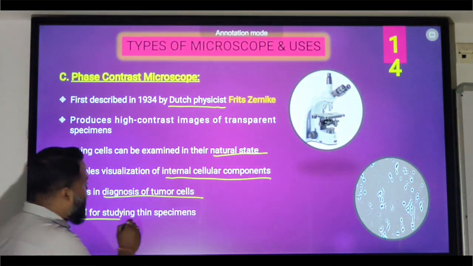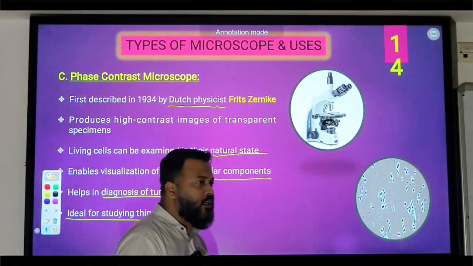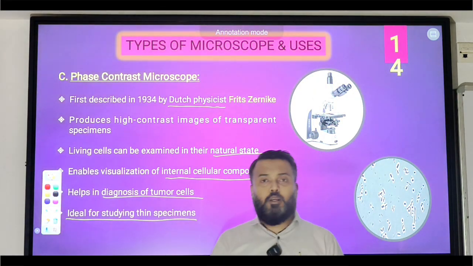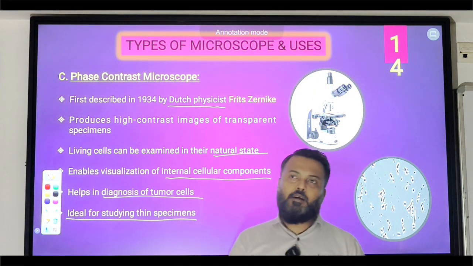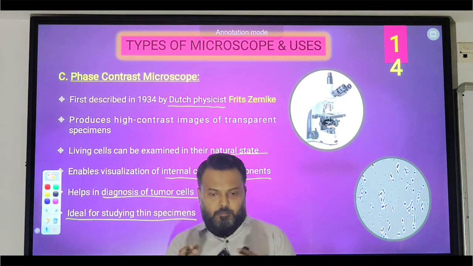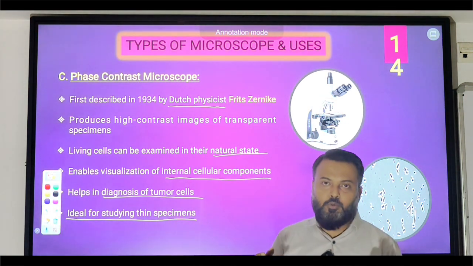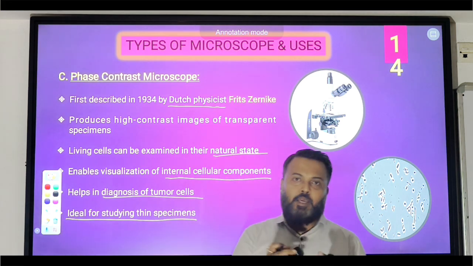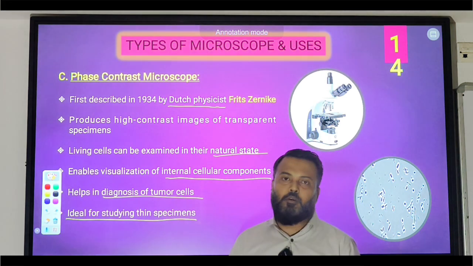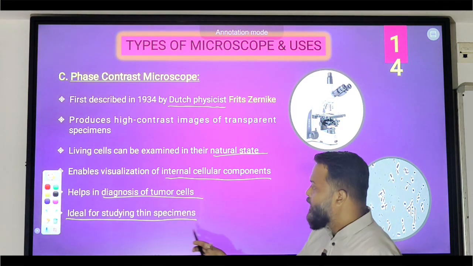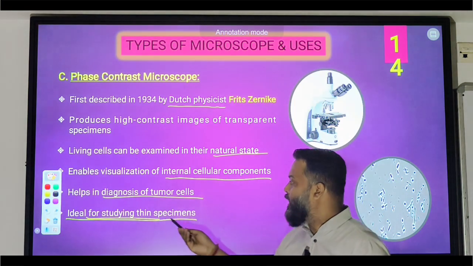Then ideal for studying thin specimens. So here in this case, if you are preparing one specimen, and if it is thicker, suppose if you are trying to visualize one tissue, and suppose you have made it very thick, then what will happen? You may not be able to visualize it under this kind of a microscope. Why? Because it is very much ideal for studying thin specimens.